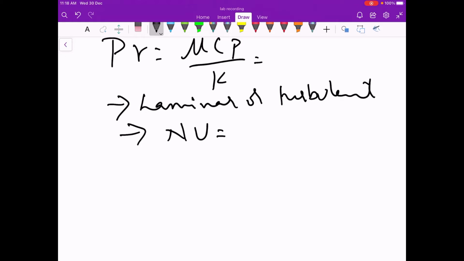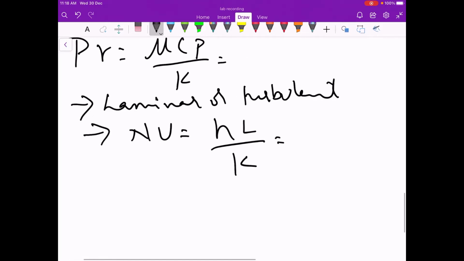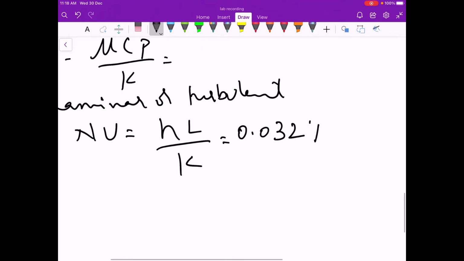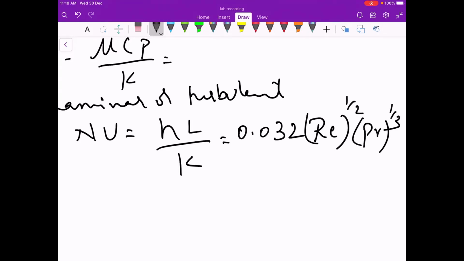So what is Nu? Nu is nothing but hL by K, which is equal to 0.032 Re to the power of something, and Prandtl to the power of 1 by 3. You are going to get it like this for external flows.